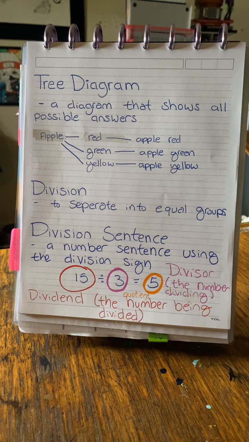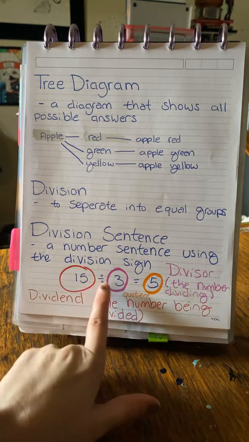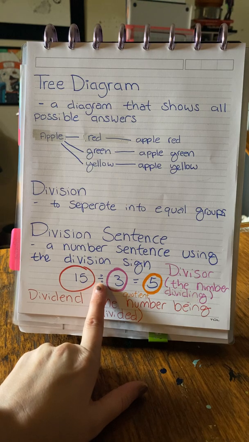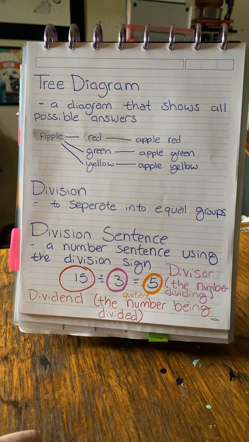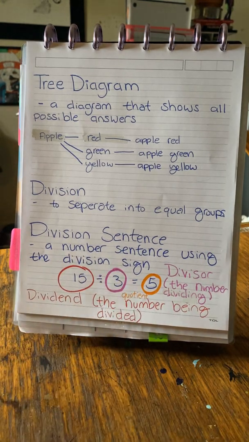Now let's break down some of our terms, some of the language that we use. So division sentence, it's a number sentence using the division sign. So that's this right here. There's some other possible ways to write it that we're going to be looking at. Now you'll notice that I circled parts of the problem in different colors. So my red here is the dividend. That's the number being divided. That's always going to be your bigger number in a division sentence. The dividend has to be bigger because we're breaking it up into smaller parts.